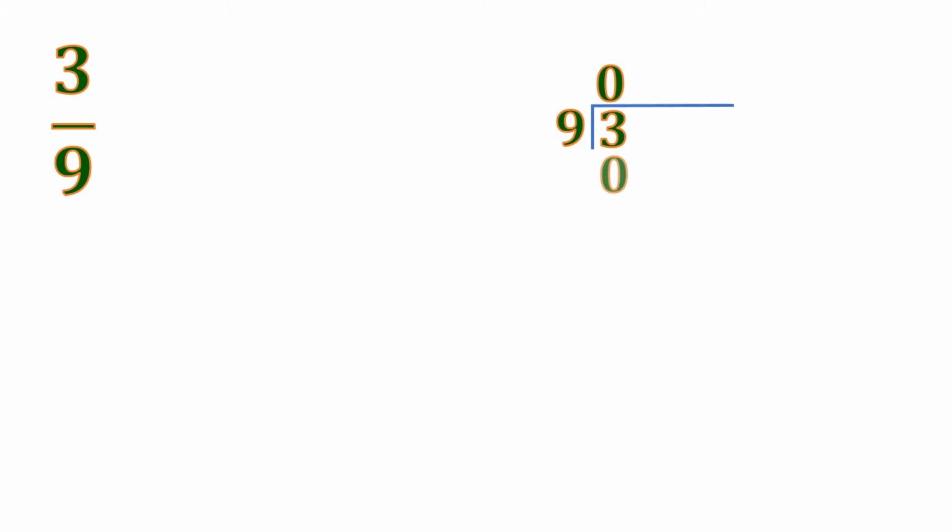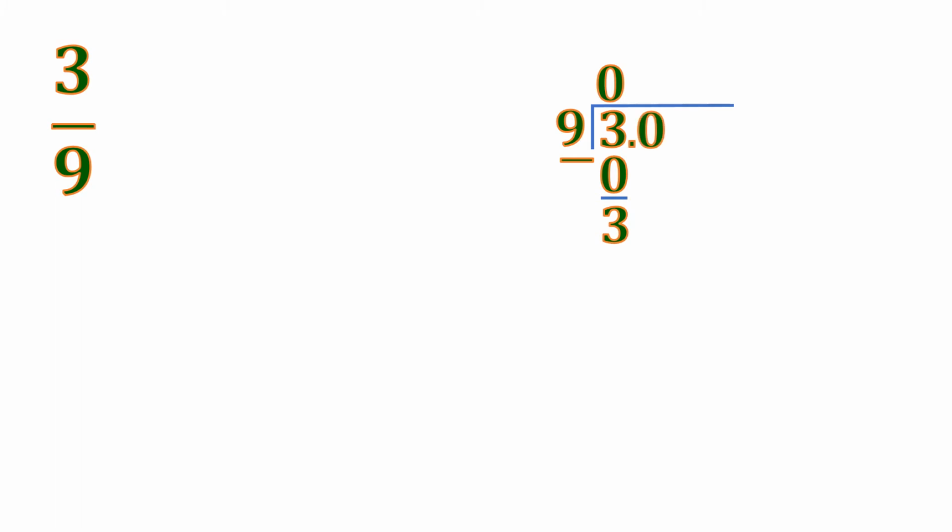Now how about this? We have a fraction 3/9 and we want to convert this into decimal. And so we will divide the numerator 3 by the denominator 9. So let's divide 3 by 9. So 3 divided by 9, that cannot be. So we will just put 0, and 0 times 9 is 0. And 3 minus 0 is 3. Then we have a remainder 3, so we'll continue by adding 0.